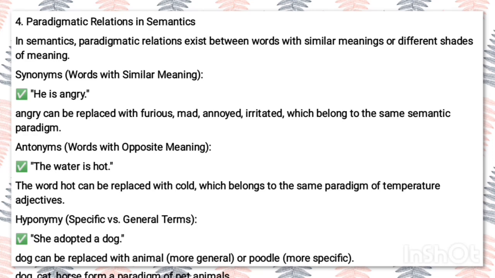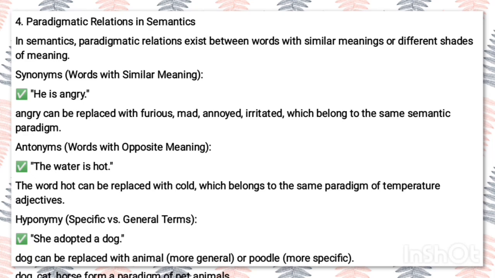Next one is antonyms, that means words with opposite meanings. In the sentence, the water is hot. The word hot can be replaced with cold in the same sentence, as they are antonyms that form a paradigmatic relation within the set of temperature adjectives.